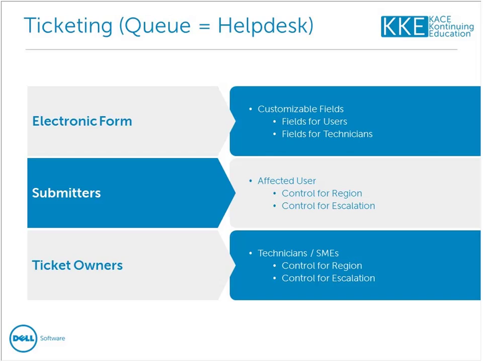And then I can control for the ticket owners. These are the technicians or the subject matter experts in the given areas. For instance, if I have an HR queue, it doesn't do me any good to have the IT guys be ticket owners in that queue. They can't help with HR problems, right? I need to have the HR employees be the ticket owners for that particular queue. Okay?